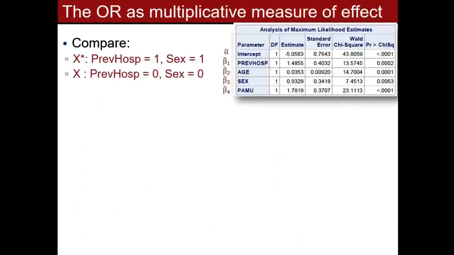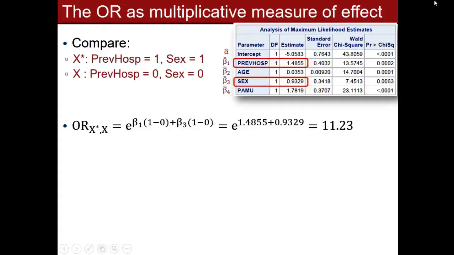I think an important point to appreciate is that the odds ratio is a multiplicative measure of effect. So in EPI 530, we talk about additive and multiplicative, and interaction is evaluated on these multiplicative and additive scales. And that relates to all this. And I'll show you what I mean here. So let's pretend we wanted to compare someone who's sex 1, which I think is male, maybe in the coding on the first slide, and previous hospitalization 1, comparing to a non-hospitalized female, sex 0.